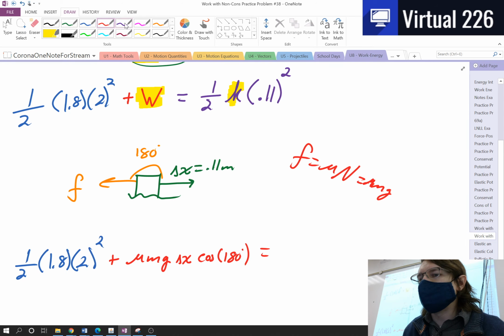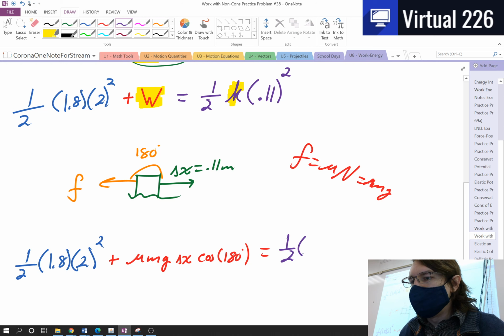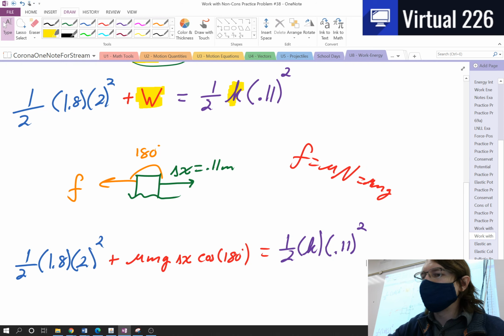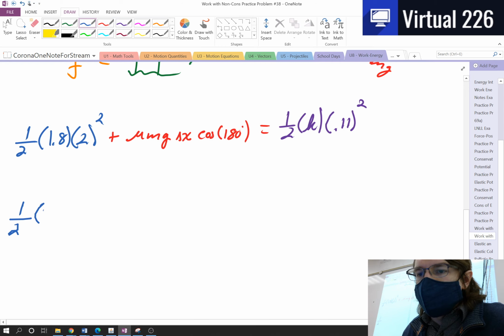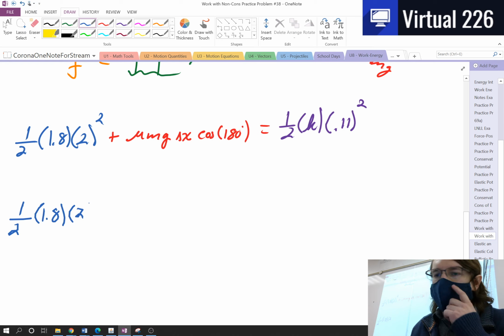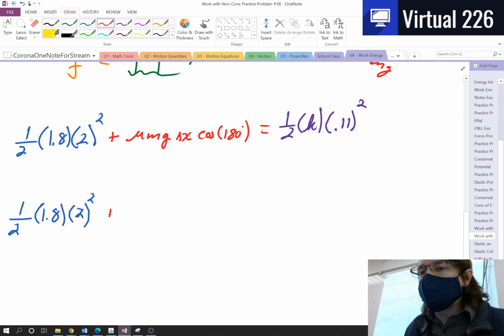And this is going to equal our 1/2 kx squared, 0.11 squared. And if we put in some of the numbers we know here, we'll just rewrite this all again. I know it's a lot of writing, but this is how we do mathematics properly. So there's the 1/2 times the 1.8 times the 2 squared. We can put in some numbers here for this work.